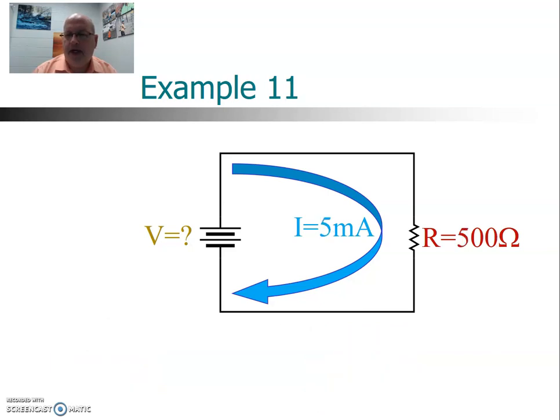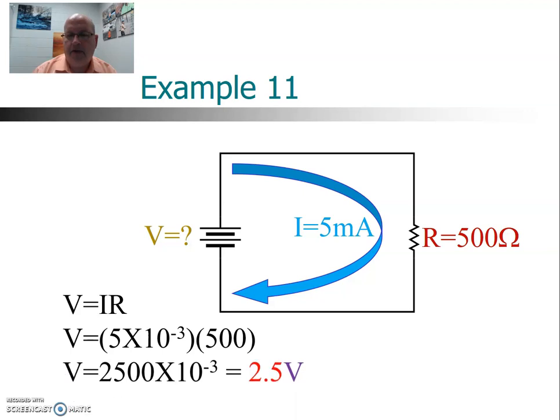We could do that again here. However, see, the resistance is not given in kilo ohms. So we run into a little bit of a problem. So we have to go back and use the metric prefix. Milli is 10 to the minus 3, so it's 5 times 10 to the minus 3, multiplied by the resistance of 500 ohms, and we will get 2500 milli, which is 2.5 volts. 2500 times 10 to the minus 3 is the same as 2.5 volts.